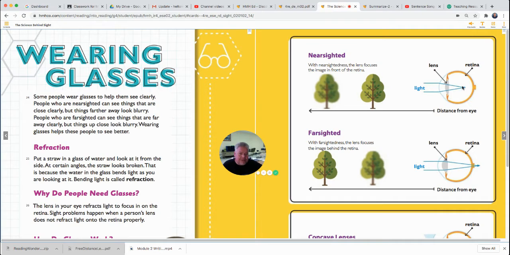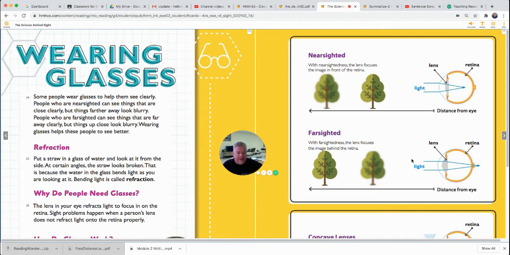So it focuses the light a little too far in front of the retina. It needs to be on the retina to be clear, but it's not in my eye. It needs to go back a little farther. So I put my glasses on, which sends the light back and focuses it in the right spot.